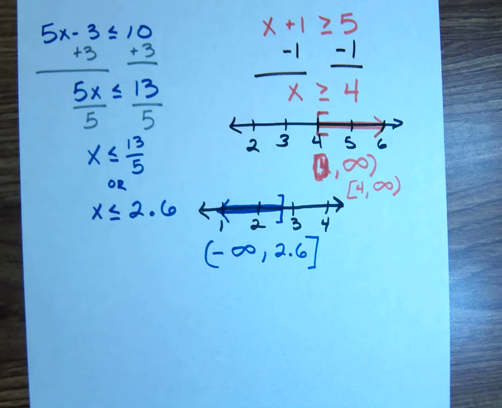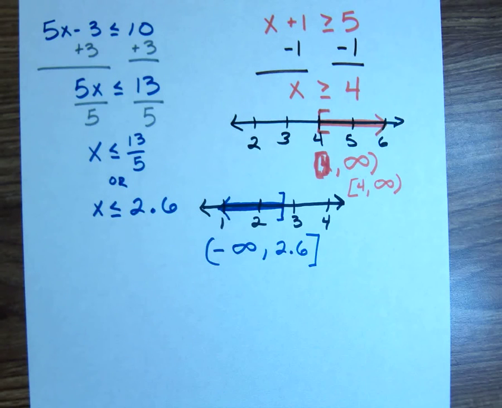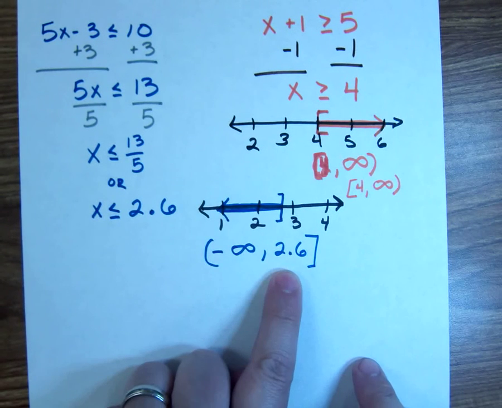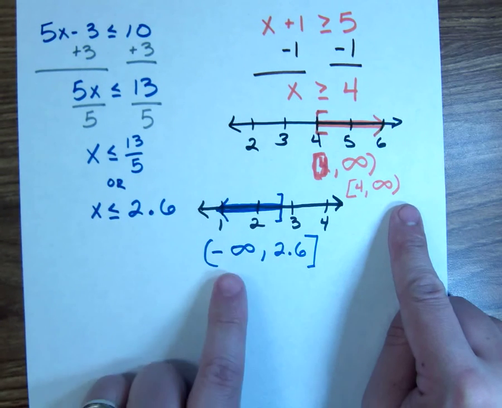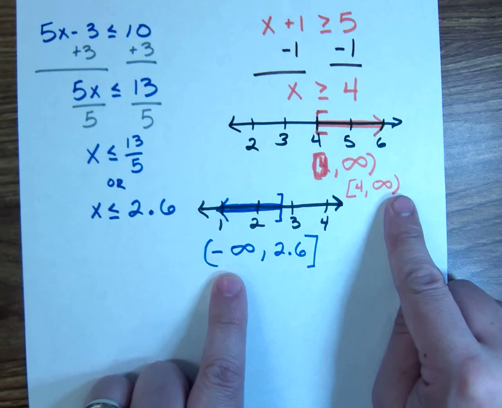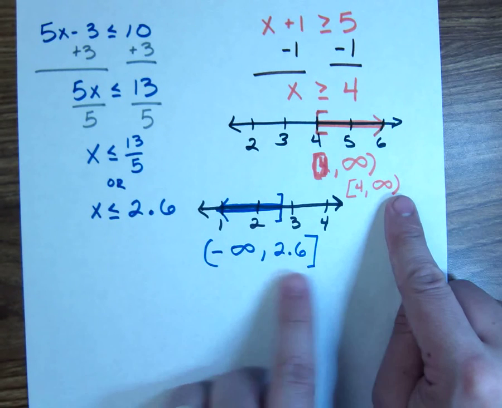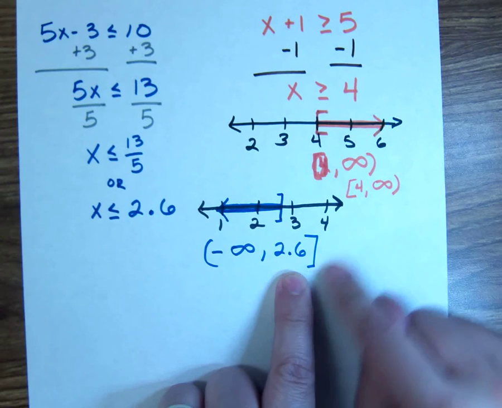10 favorite people. So the question for OR is not what do they have in common. The question for OR is if I smash these together, what would they have? So this one goes from negative infinity to 2.6. This one goes from 4 to infinity. Nothing. They don't have anything in common, but that's not what OR means. OR means if I smashed them together, what would it look like? It looks like it goes from negative infinity to positive infinity with a tiny little break. It breaks at 2.6 and it picks up again at 4.